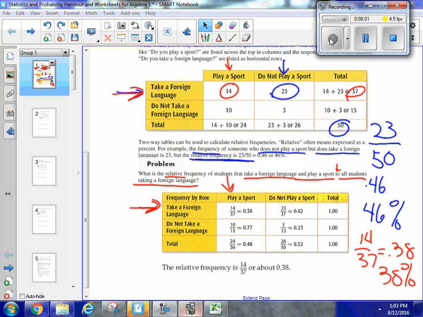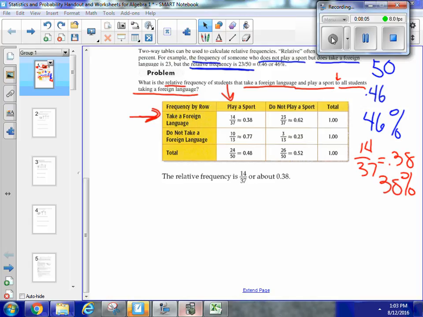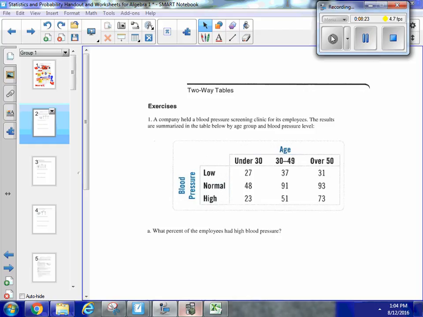I would say a key thing to remember here is that when you see the word relative, it's asking for some kind of a proportion, something relative to something else. And that means you're going to have to give a percentage. Let's do one of the problems together. You know what? I'm going to put that on a separate video.